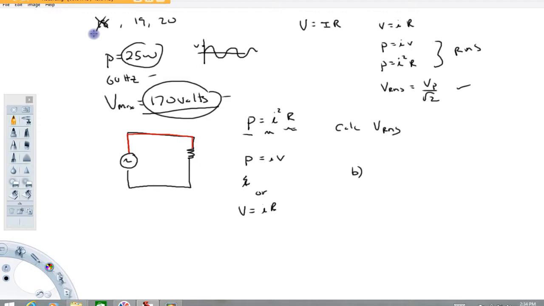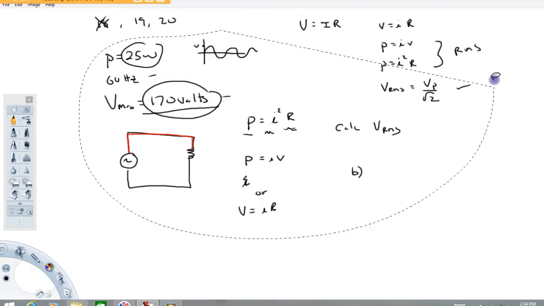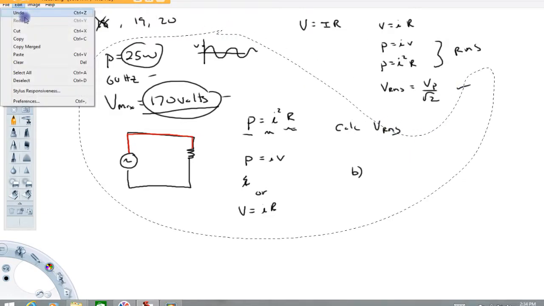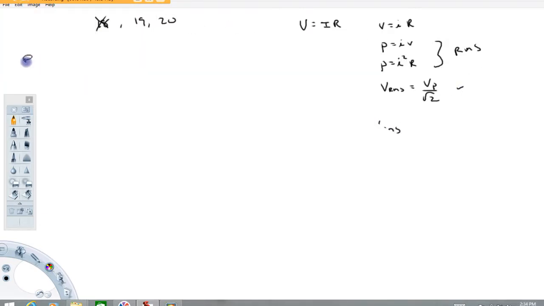Problem 19: a certain light bulb is rated at 40 watts. I'm going to get rid of this stuff and leave those equations there. All right, so in 19 it says a light bulb is rated at 40 watts, so that's a power.